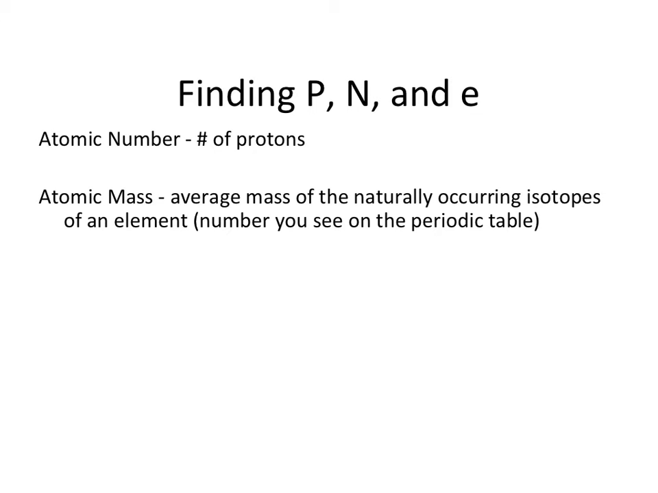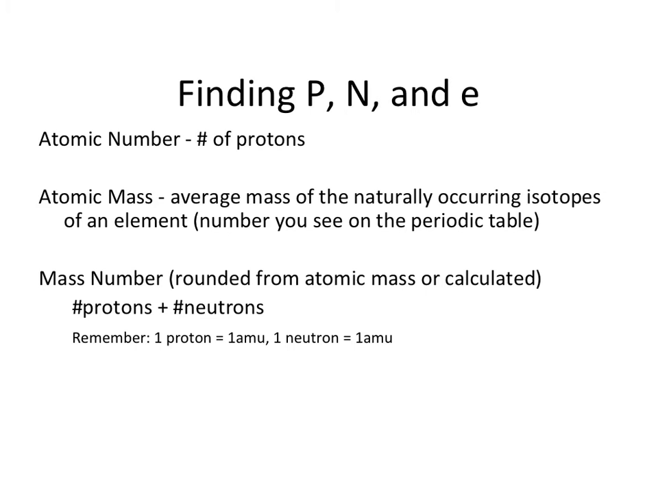The atomic mass is going to be the average mass of all the naturally occurring isotopes. So this is the number that we see on the periodic table. This is a little bit different than mass number, so that's something to keep in mind. The atomic mass is the number given on the periodic table, whereas mass number is rounded from the periodic table typically, or it will be given to you, or you can calculate it if I don't give you the mass. This mass number is calculated by taking the number of protons plus the number of neutrons that an element has. And what we're measuring this atomic mass in is AMUs, or atomic mass units.